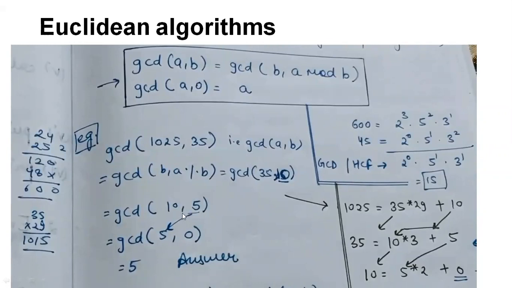So 10 and 5, again this 5, B comes to this side, so 5 is here, and then 10 mod 5, the smaller number. So 10 mod 5 is 0. And now here the 0 term got, GCD(A, 0) is equal to A. A is what? A is 5. So 5 is nothing but the GCD. In this way, the Euclidean algorithm works by which we can find out GCD at less cost.